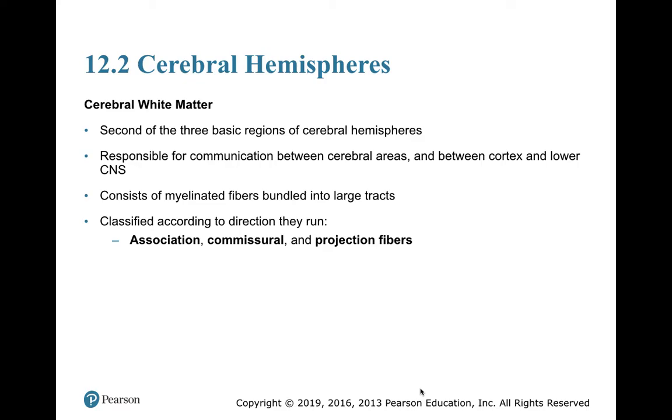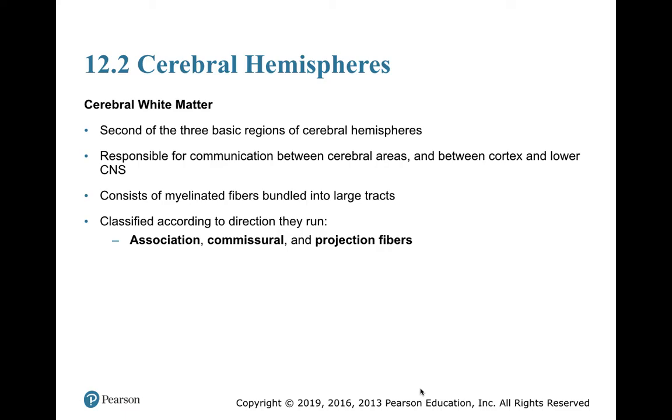Hemispheres. We talked about the gray matter. We're going to talk now about the white matter. So this is the second of the three basic regions of the cerebral hemispheres. These are responsible for communication between the cerebral areas, between the cortex and the lower central nervous system. They are white because they are mostly myelinated fibers.